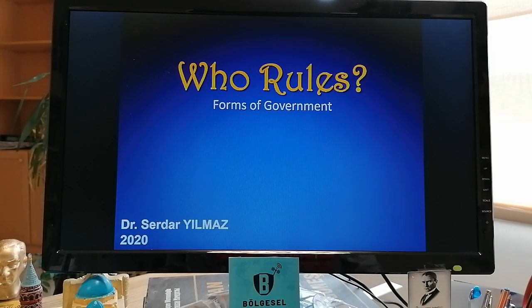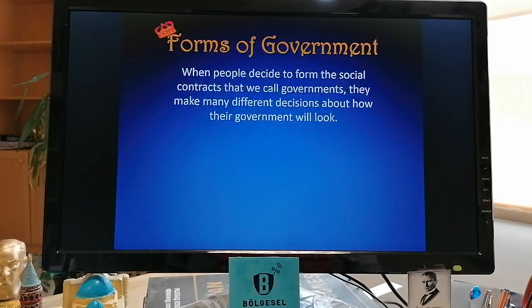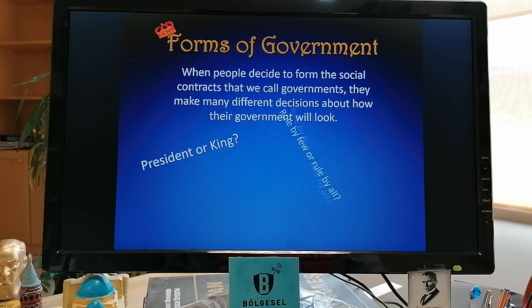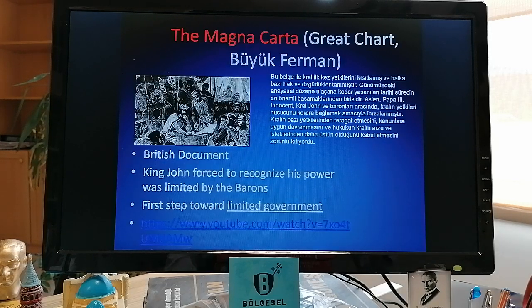Forms of government, of course, we have different types of forms of government so far. For example, when we talk about a presidency or kingdom, rule by few or rule by all, or it is about holding a kind of elections. Where do the rulers get their power? So when people decide to form the social contracts that we'll call governments, they make many different decisions about how their government will look. Let's look at Magna Carta, Great Charter, or in Turkish, Büyük Ferman.